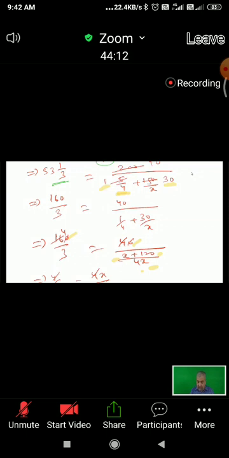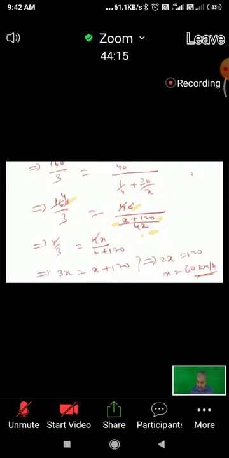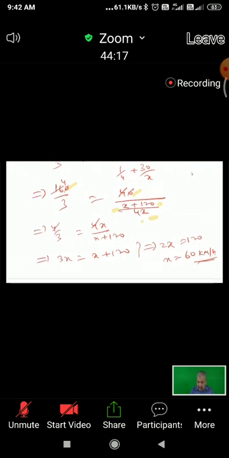16 by 4, that is 4 here. So now 4 by 3, 4x by x plus 120. 4 and 4 will get cancelled in the numerator. Cross multiply, you will get the answer. Karan Sinha, no, you don't need to apply a formula. You have to do this directly.